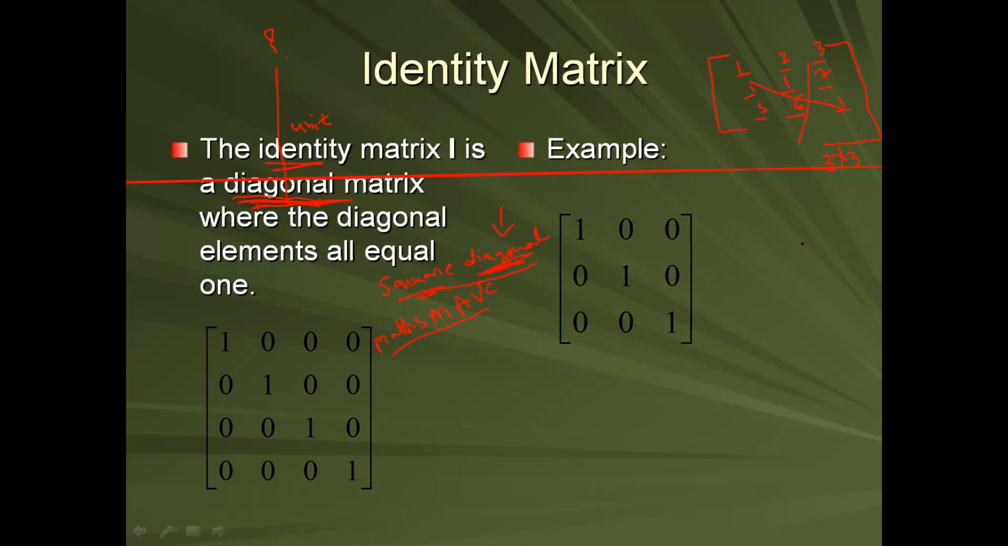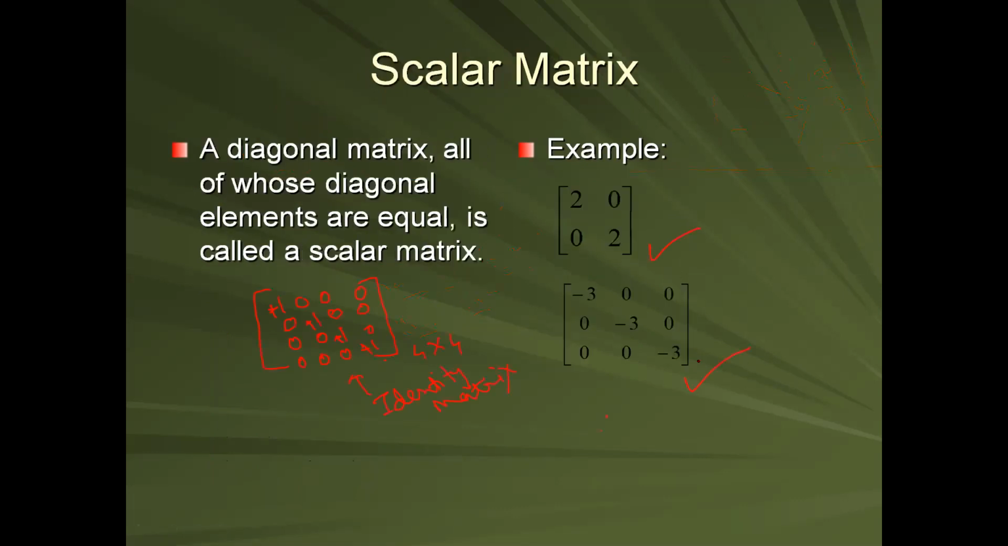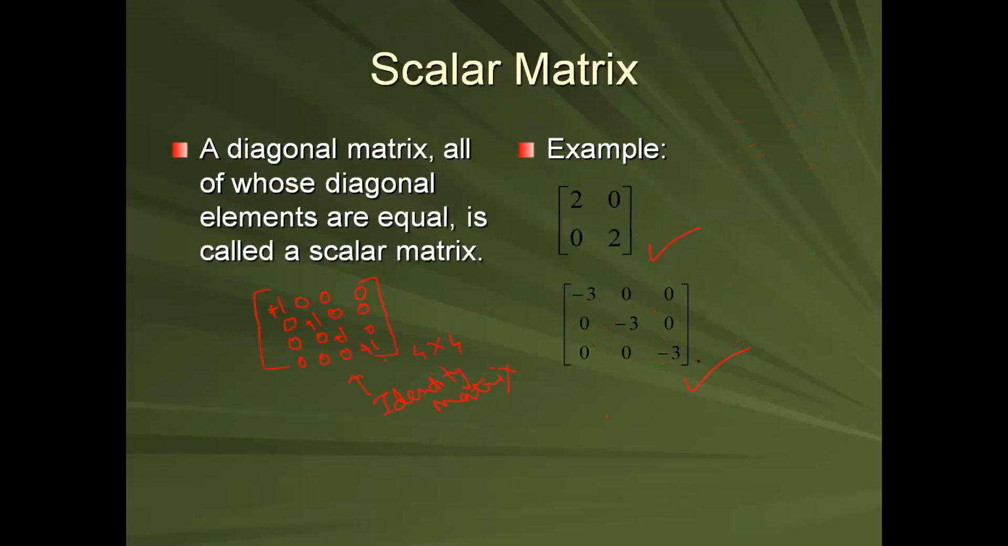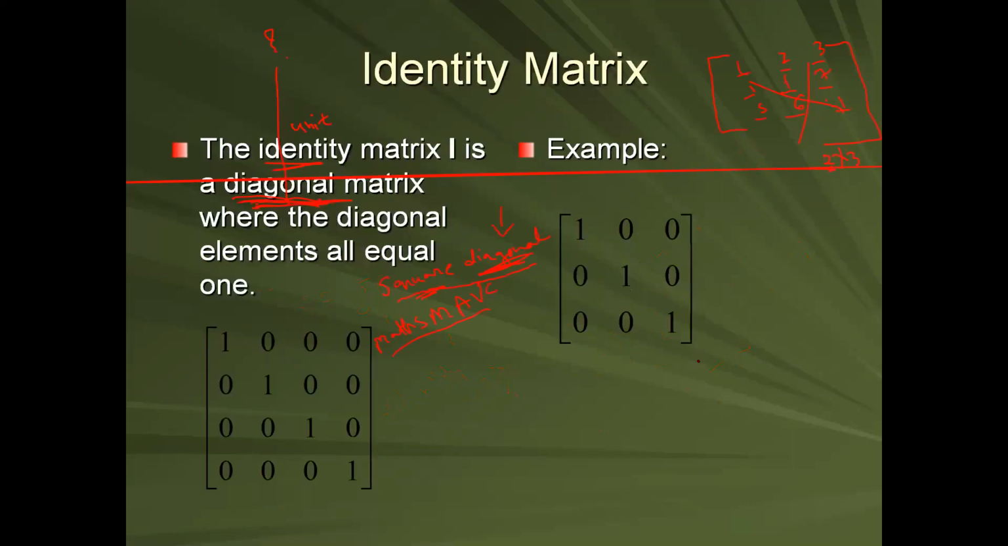I'll go back to the previous slide. See, what is the definition? A diagonal matrix is a square matrix. So when we write diagonal, there is no need to write square matrix along with it. It is not required. Right?